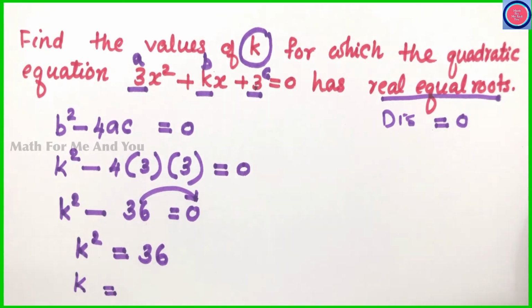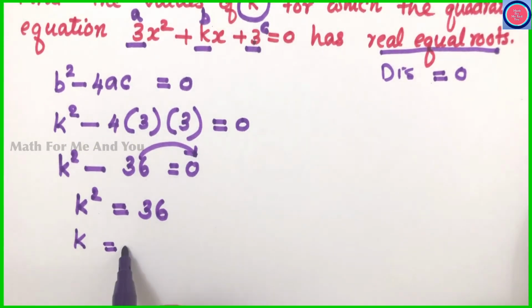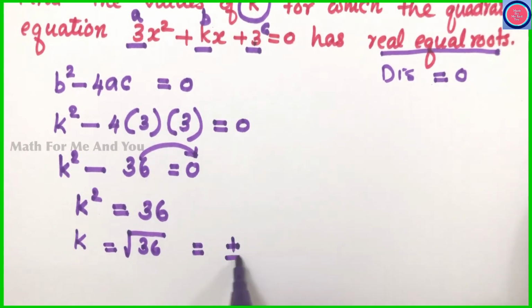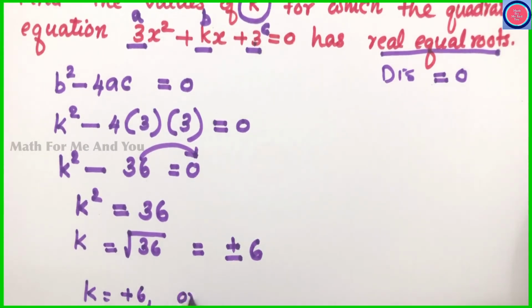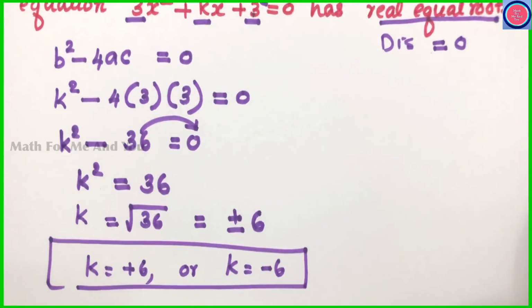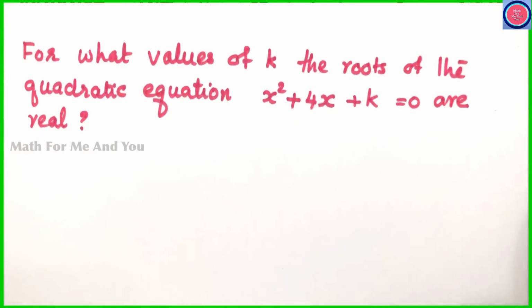Take the square root. Root of 36. When we take the square root of a number, we get a positive or negative value, plus or minus 6. So what values of k make the equation have 2 real equal roots? The values are plus 6 and minus 6, because it is plus or minus 6. K equals plus 6 or k equals minus 6.